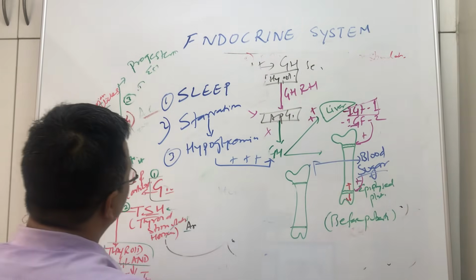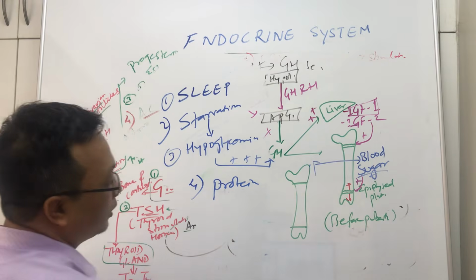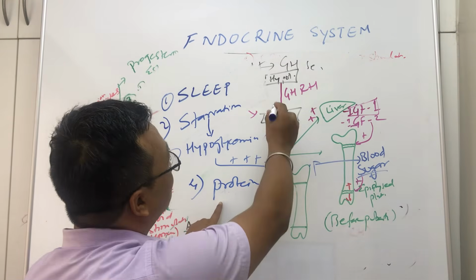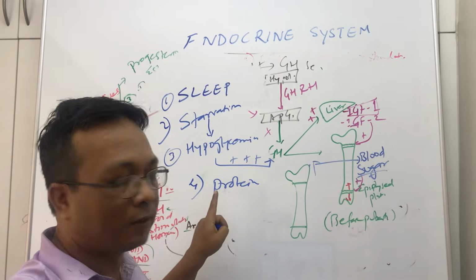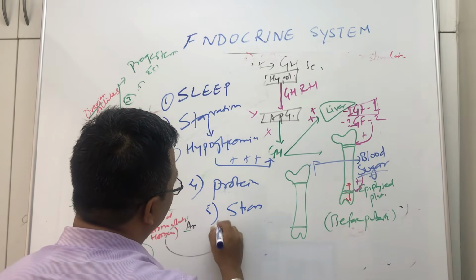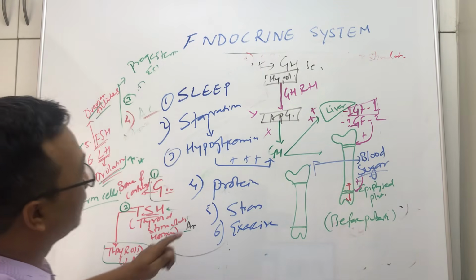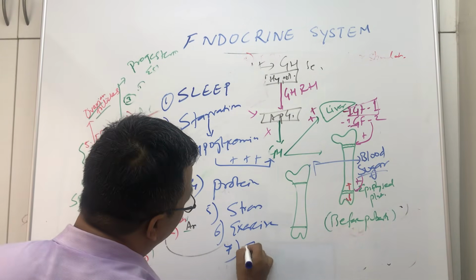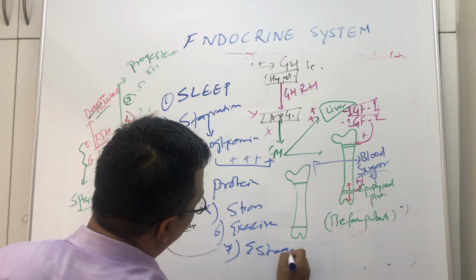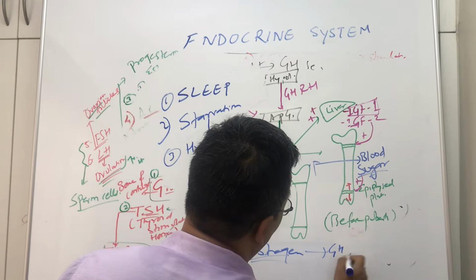Number 4 is protein meal. More protein, more growth hormone secretion, because protein stimulates growth hormone secretion. Number 5, stress. Any sort of stress, physical stress or exercise, they always stimulate. And number 7, remember estrogen hormone. Estrogen hormone stimulates growth hormone.